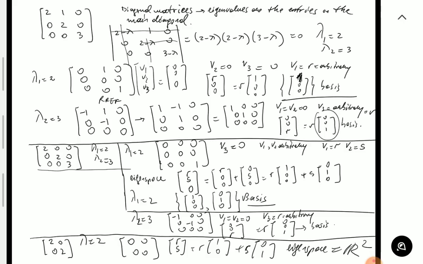So geometrically that means eigenspaces are subspaces, and they can be lines, planes, depending on the case, right? For example, in the previous case, because we are in R3, the eigenspace corresponding to lambda 1 equals 2 will be a plane, a plane generated by these two vectors.